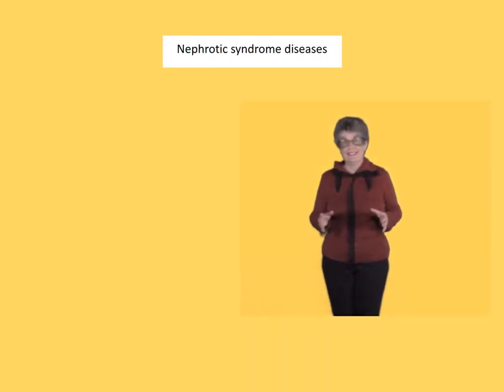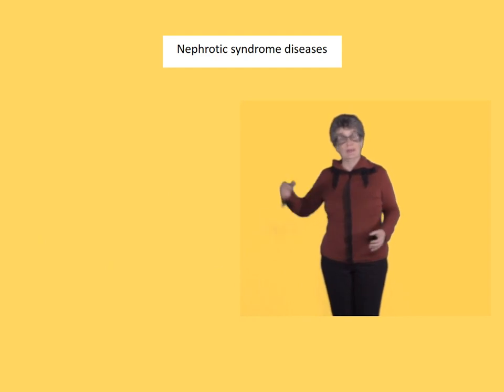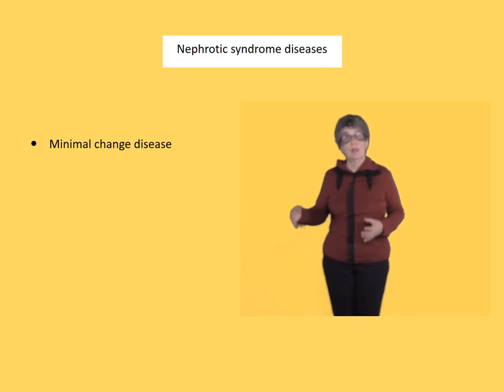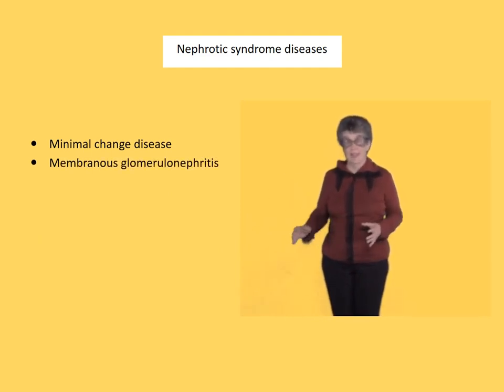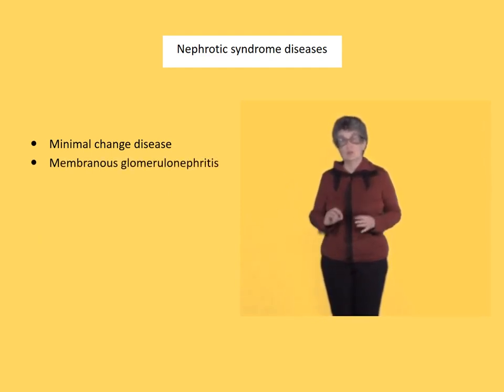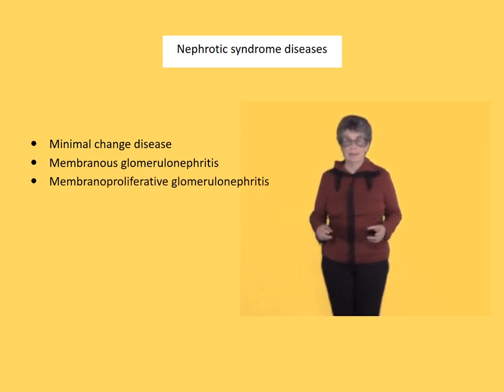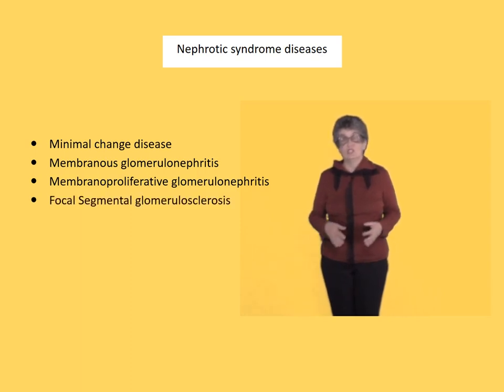There are 4 diseases that commonly cause nephrotic syndrome. Here they are: minimal change, which commonly affects children; membranous GN, which commonly affects adults; membranoproliferative GN, which is really uncommon; and focal segmental glomerulosclerosis, which is one of the most common kinds of nephrotic syndrome in adults, and one of the most important diseases that can lead to chronic renal failure from nephrotic syndrome.